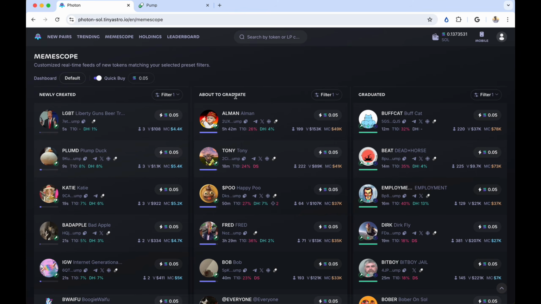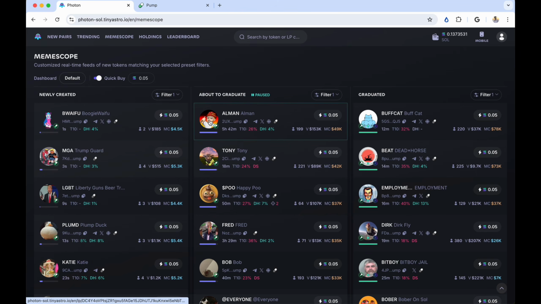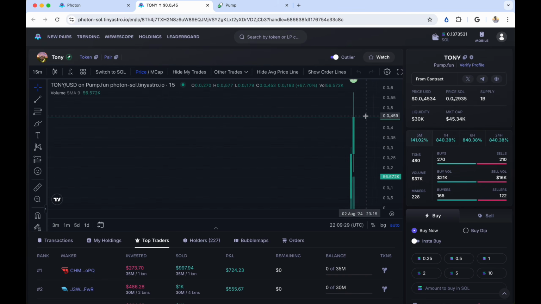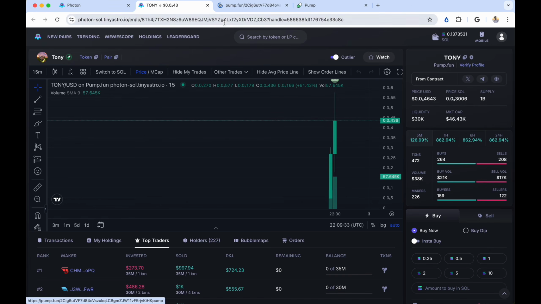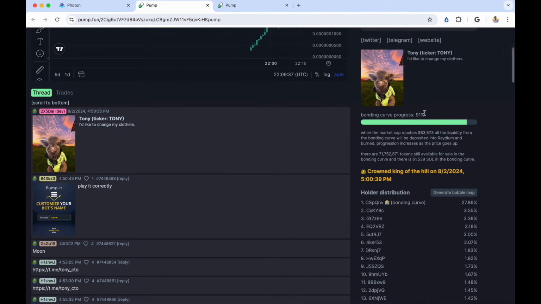About to graduate is pretty cool. These are coins that are about to hit 100% on the curve. So I want to show you guys exactly what this means. If we look at Tony, this one right here, this one has gone up a lot, but essentially what this means, if we go over to Pump.Fun right here, we can see that this is actually pretty close to hitting 100%.